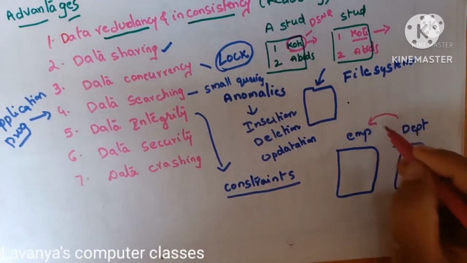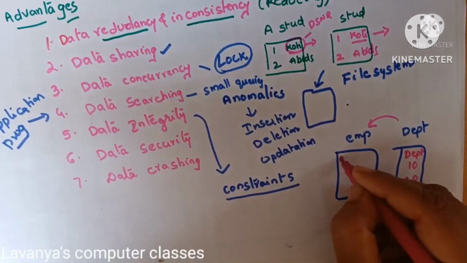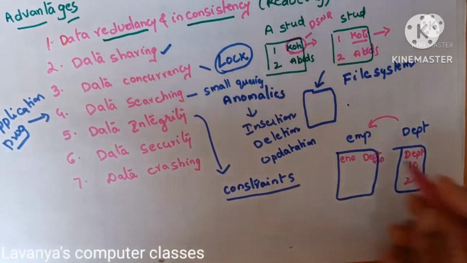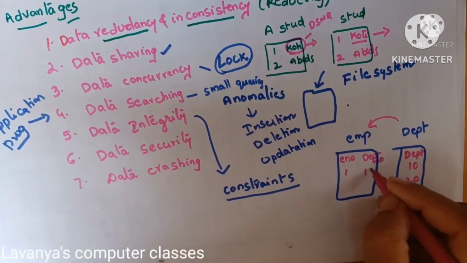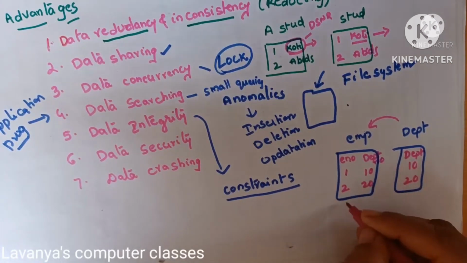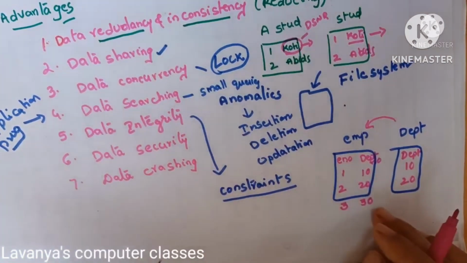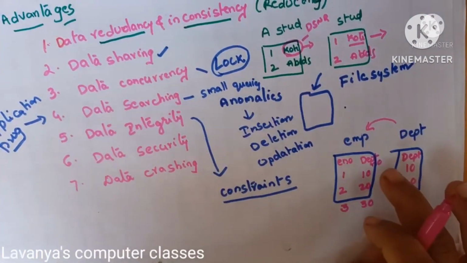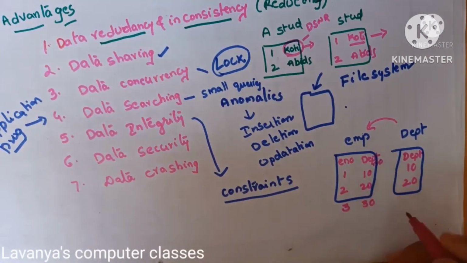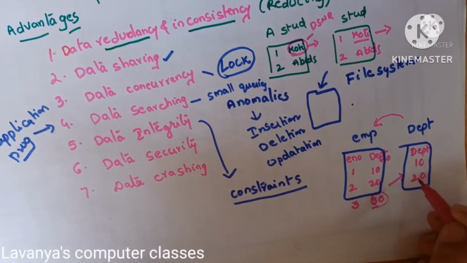Now what is the employee table? The employee table contains all the employees' information: the employee number and the department that employee is working in. For example, employee number 1 is working in department number 10, employee 2 in department 20. No problem. If we write that employee 3 is working in department 30, it is accepted, because the data type of department number is number, so 30 is also a number. But it is not proper data.